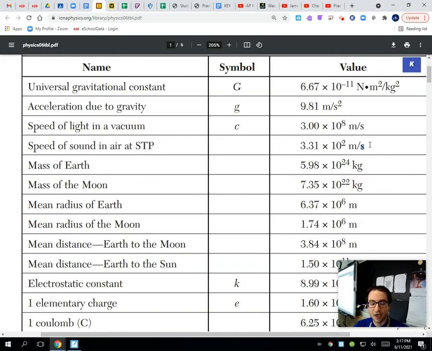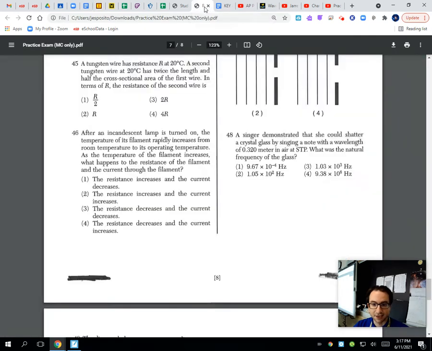So obviously we're dealing with a sound wave here if we're talking about someone singing. This is an example of resonance. If the glass is vibrating, even though we're not actually touching it, then the glass is vibrating at its natural frequency due to a wave being produced somewhere else that matches that frequency. Now, what is that frequency? That's what the question is.